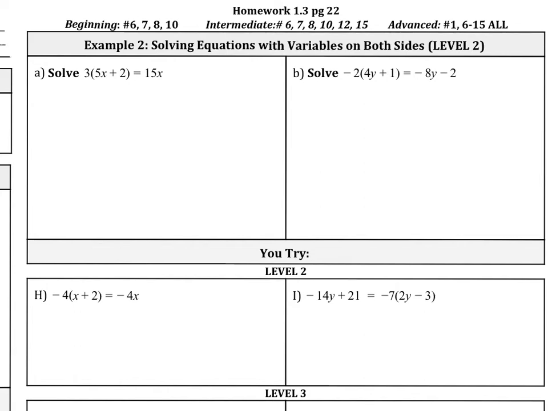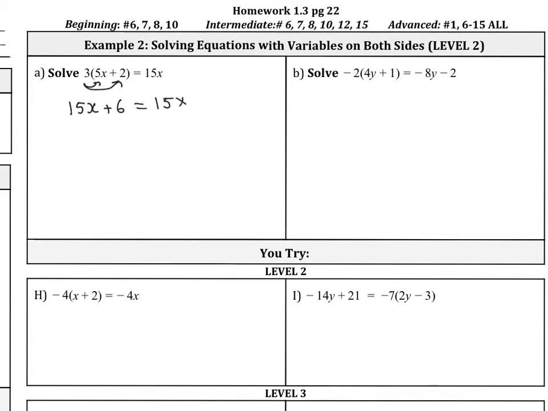Chapter 1.3, example number 2, solving equations with variables on both sides, level 2. Letter A is the example for level 2. First, distribute the 3 inside the bracket. So 3 times 5 would be 15x, plus 3 times 2 is 6.